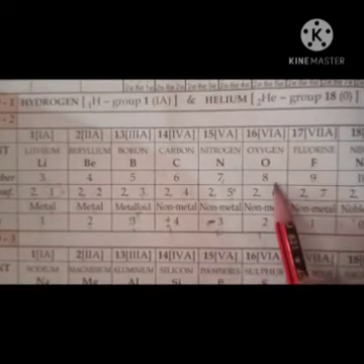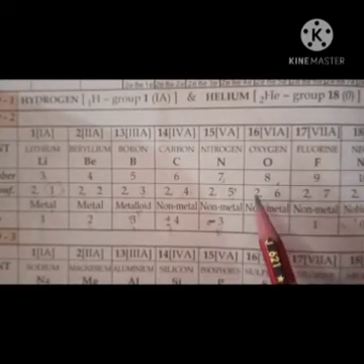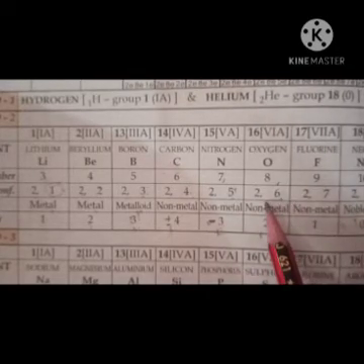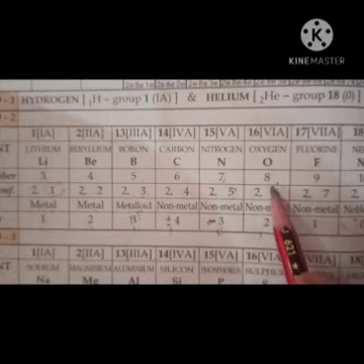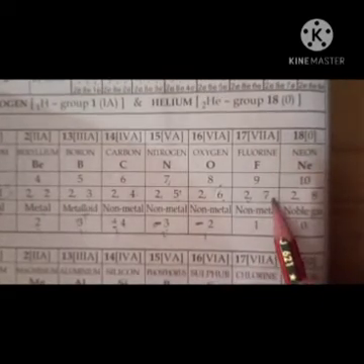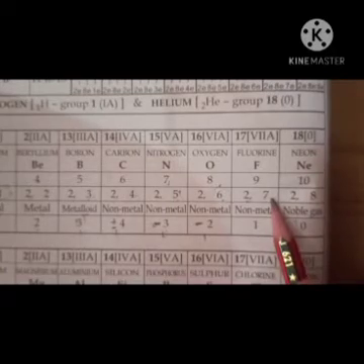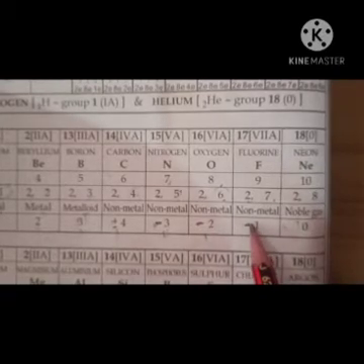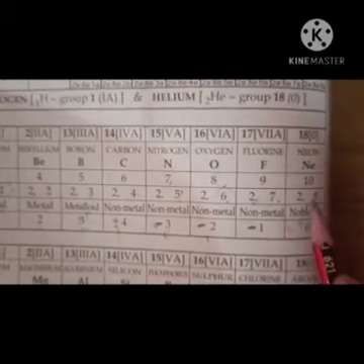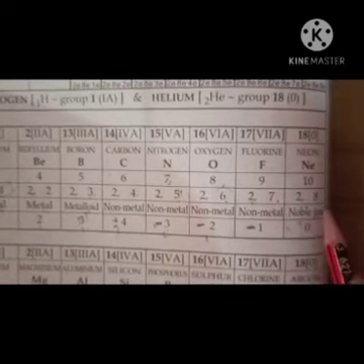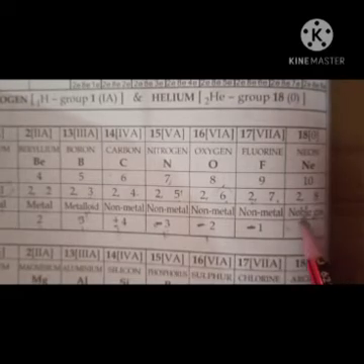Right? Then oxygen, atomic number 8, electronic configuration 2, 6. It will gain 2 electrons to get a stable electronic configuration, so its valency is minus 2. Fluorine, atomic number 9, electronic configuration 2, 7. So what will it do to get a stable electronic configuration? It will gain 1 electron, so its valency is minus 1. But noble gases have a stable electronic configuration, so they neither lose, gain, nor share electrons. That's why their valency is 0.